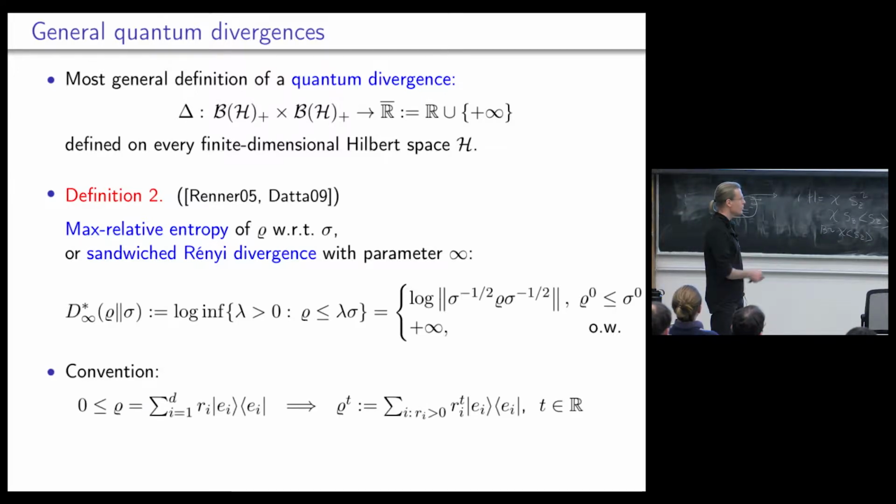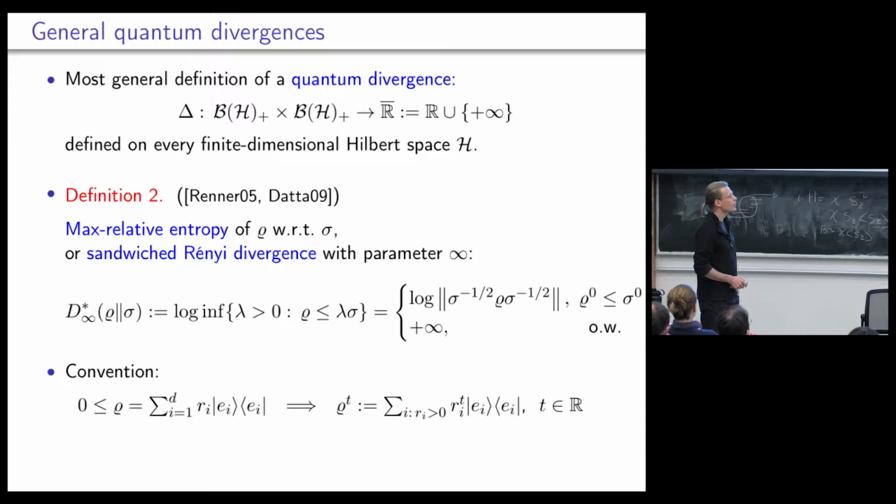And let me introduce a few conventions that we will use later in the talk. So you see negative powers here and zero power. What do they mean? If you have a positive semi-definite operator, then we can take a spectral decomposition. So these are the eigenvalues. This is an orthonormal basis of eigenvectors. And we define powers of such an operator by only considering the strictly positive eigenvalues of the operator, right?